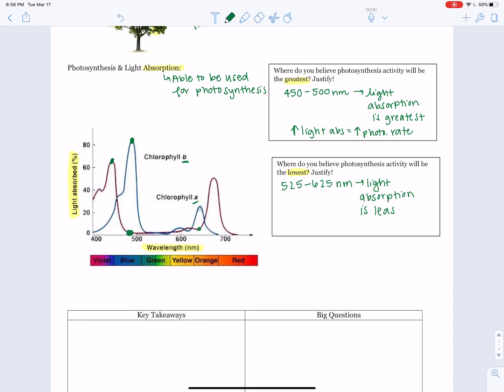Translating this to an experiment, right? If you had the chance to design an experiment, what sort of variables would you study? What color light bulbs could you use to see the effect of light wavelength on different plants and their rate of photosynthesis?